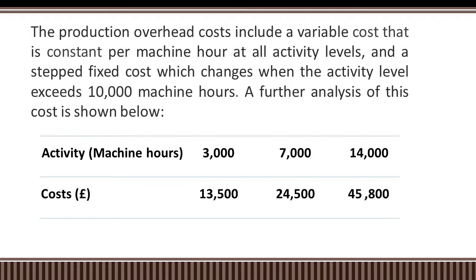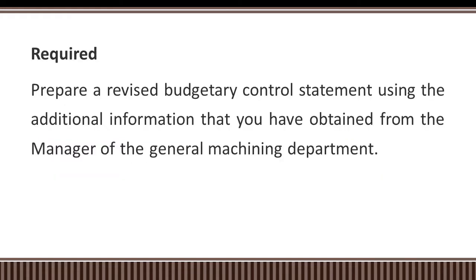I have dealt with this problem before in another video, which is the high-low method. So if you haven't watched that video yet, please watch that video first, because that would help you to understand what is happening here. The requirement for this question is to prepare a revised budgetary control statement using the additional information that you have obtained from the manager of the general machining department.